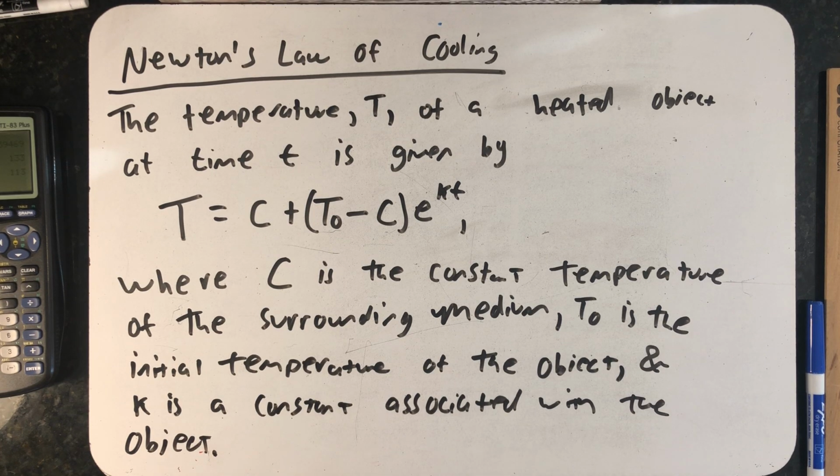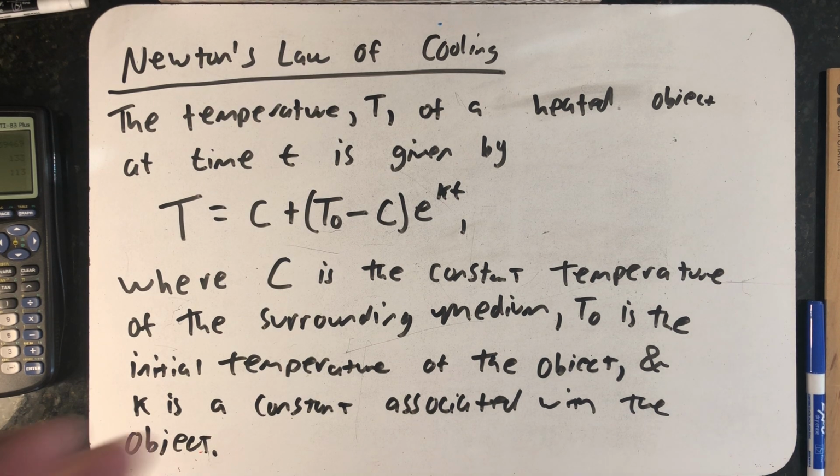Another application of the exponential function is Newton's law of cooling. The temperature, capital T, of a heated object at time lowercase t is given by big T equals C plus the difference between T naught and C times e to the kt. C is the constant temperature of the surrounding medium.